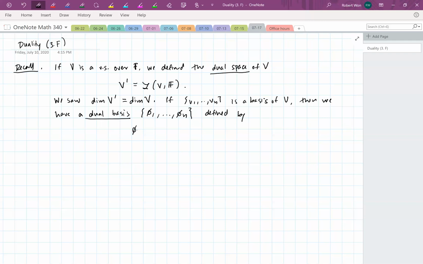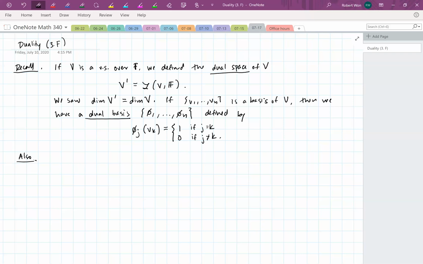How is it defined? Phi j of Vk is 1 if j equals k, and 0 if j is not equal to k. Right, so these phi's are all functions from V to F. They're functions on V because once you've defined it on a basis, that determines the entire function. So I've told you exactly what phi j does by telling you what it does to a basis of V.